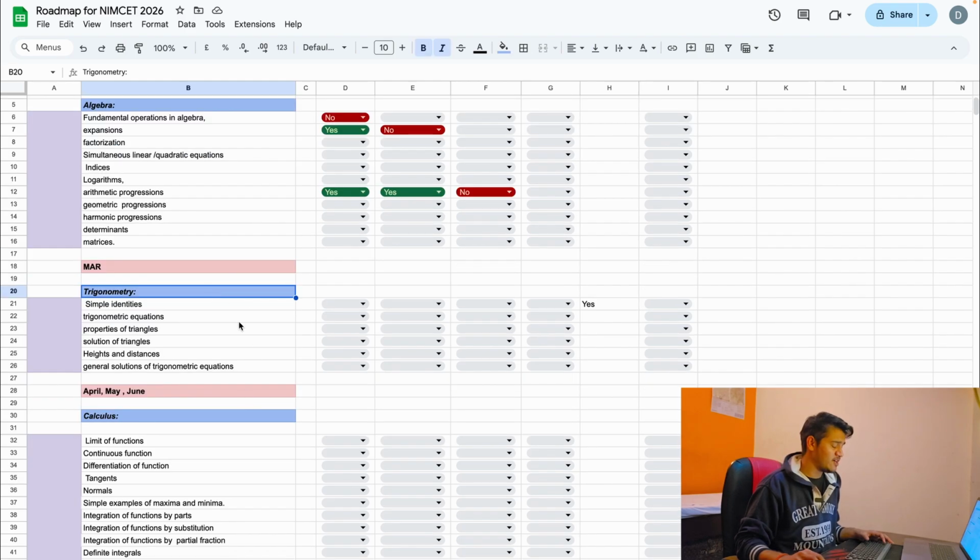Then in March, you can start with trigonometry. 1 month is enough for trigonometry. The topics are simple identities, trigonometric equations, properties of triangles, solution, height and distance, and general solution of the quadratic equations.